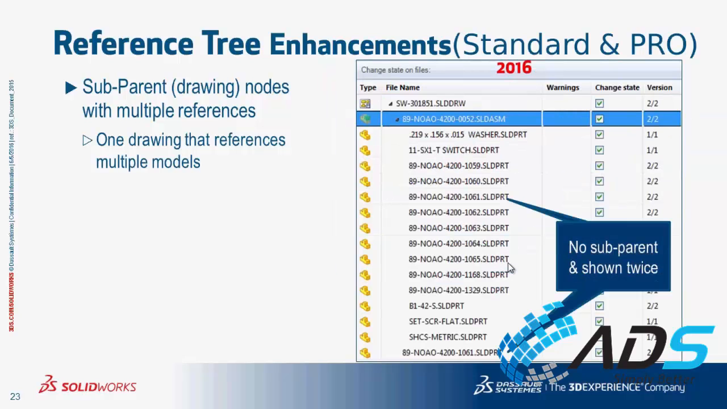In 2016, we would show that file twice with no subparent. We wouldn't show the drawing at all, attached to that part, only that it was at a certain level. So you can see those two entries there for the same part file.